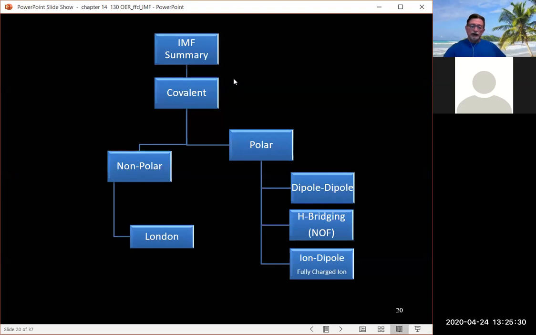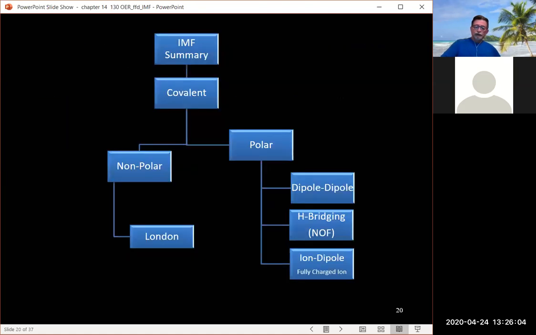All right, so this kind of summarizes the flow chart of the forces involved. When we talk about covalent, if it's nonpolar, then the only force is London forces. If it's polar, it's either going to be dipole or hydrogen bridging. And it can only be hydrogen bridging if hydrogen is bonded to nitrogen, oxygen, or fluorine. And if the question talks about a polar solvent like water, then we're dealing with an ion dipole interaction, okay?